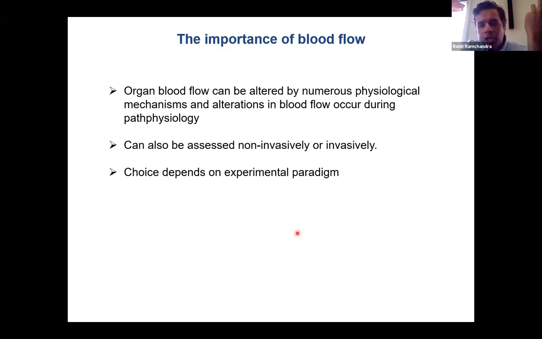This is one of the main interests that I have in trying to figure out whether the pathophysiology is associated with the changes in blood flow, or indeed if an alteration in blood flow might explain some of the pathophysiology. A large amount of my interest is in neural control of the circulation.